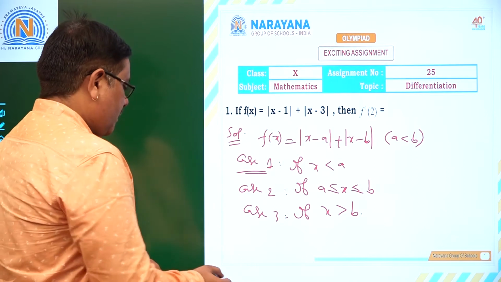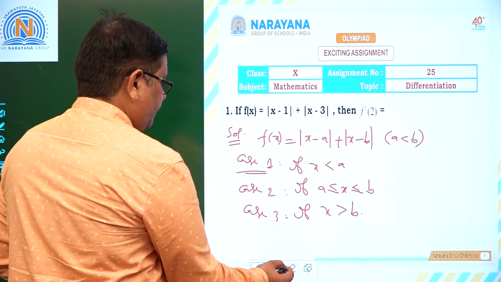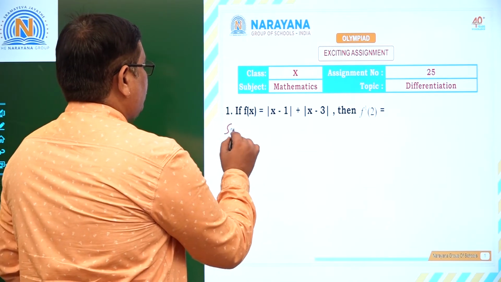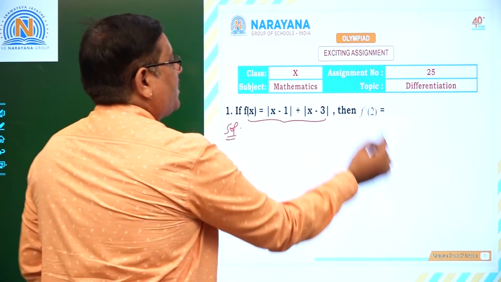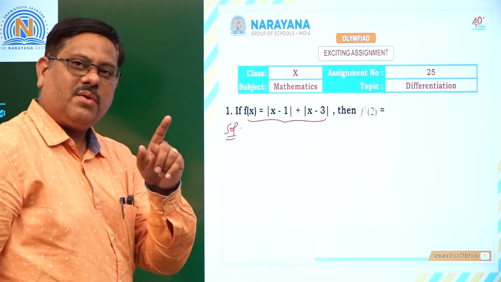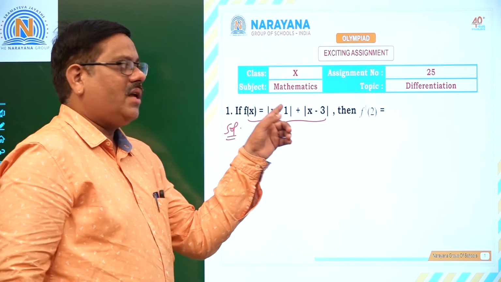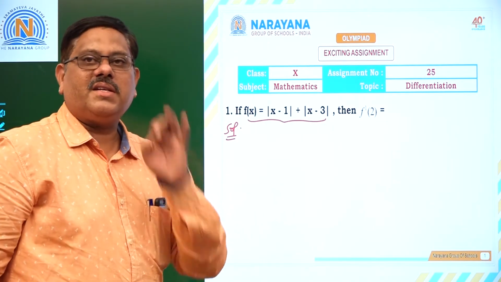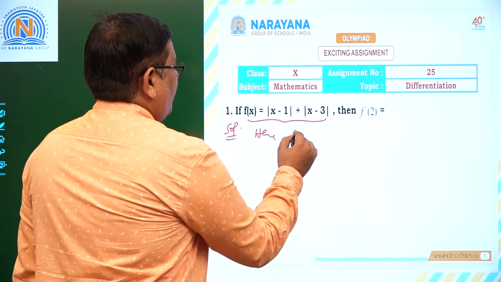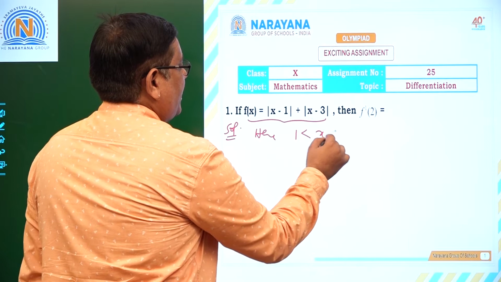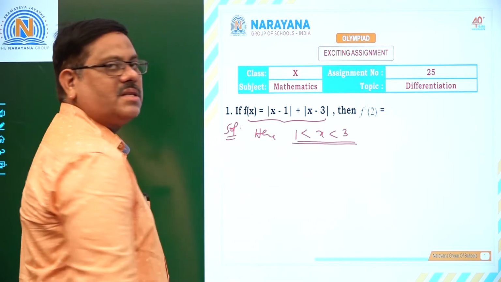Now let us see the given question. In the given question, f of x is this. So f dash of 2 is asked. F dash of 2 means the x value is between 1 and 3. Such a case he is asking. So here the case is 1 less than x less than 3. In this case, what to observe?